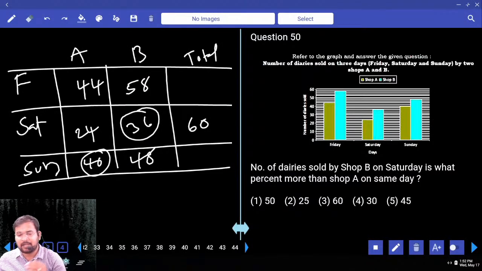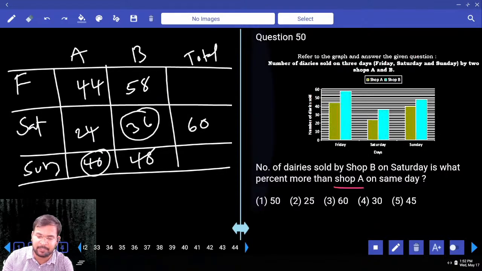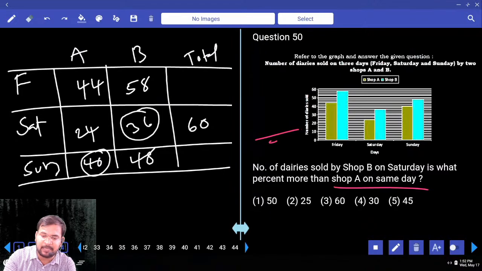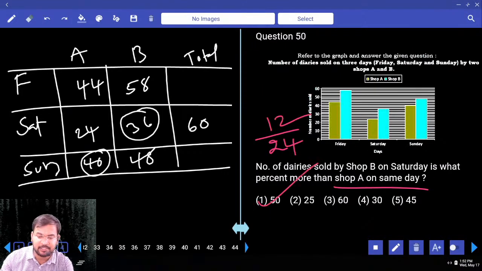Next one. The number of diaries sold by shop B on Saturday, 36, is what percent more than shop A on the same day? Shop A on the same day is 24. 12 is how much percentage of 24? 50%. 1 by 2.